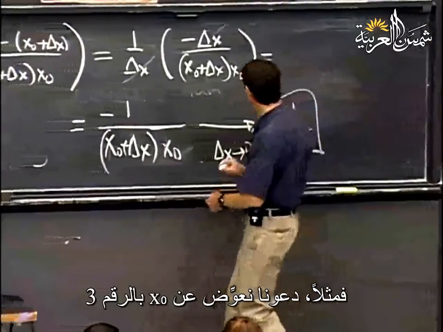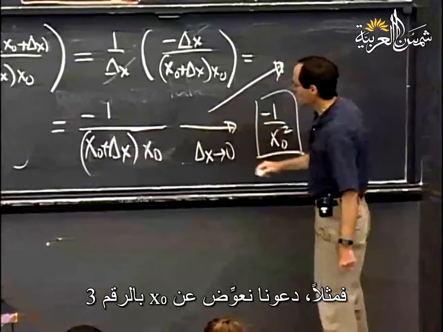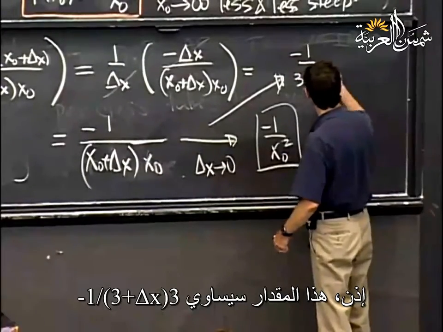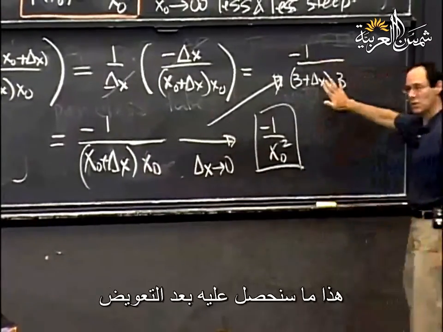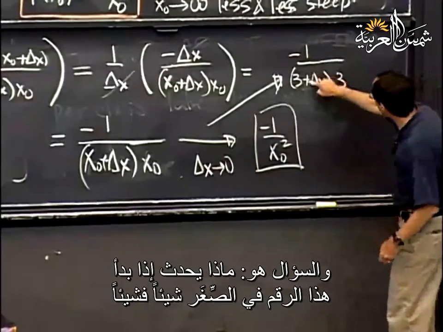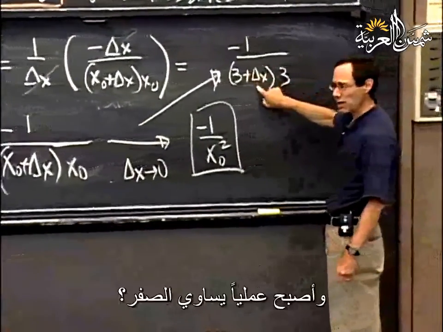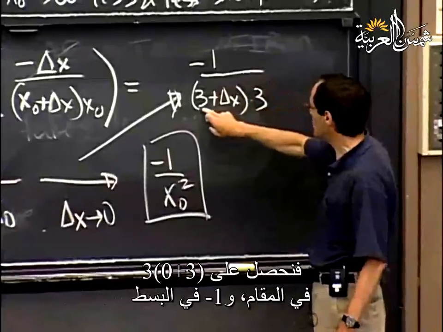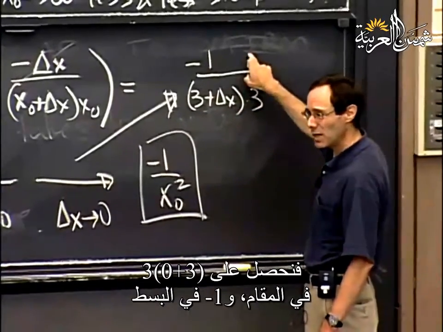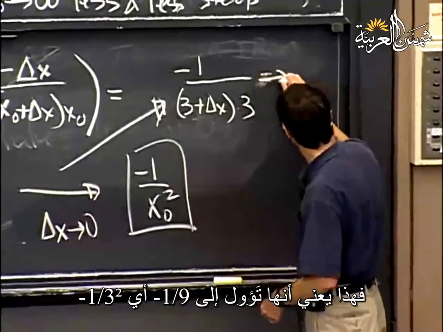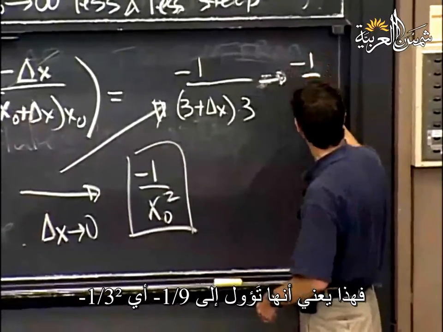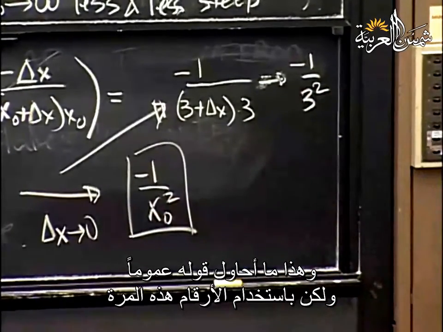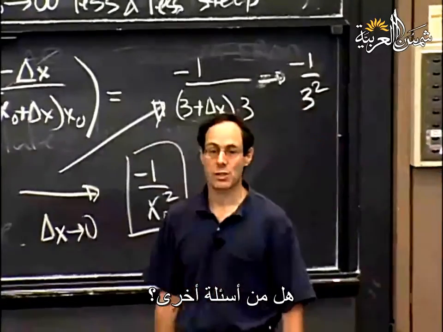So for instance, let me stick in here for x0 the number 3. Then it's minus 1 over 3 plus delta x times 3. That's the situation that we've got. And now the question is, what happens as this number gets smaller and smaller and gets to be practically 0? Well, literally what we can do is just plug in 0 there. Then you get 3 plus 0 times 3 in the denominator, minus 1 in the numerator. So this tends to minus 1 over 9, over 3 squared. And that's what I'm saying in general with this extra number here. Other questions?